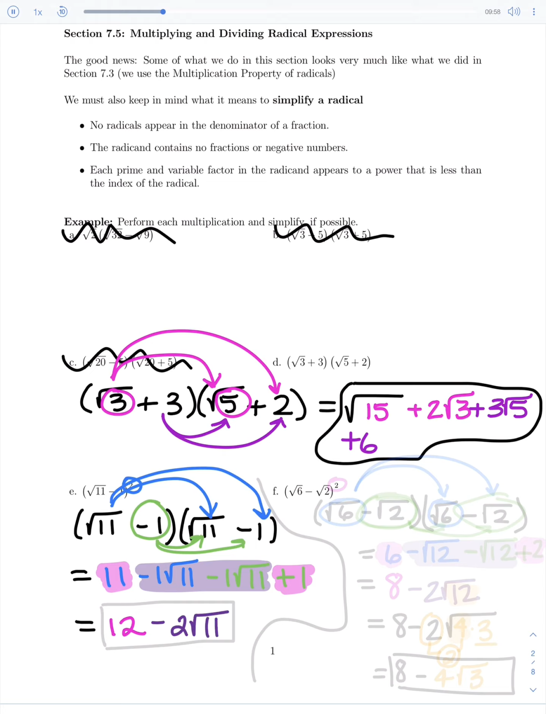Now notice, it would be awfully tempting to want to subtract the 12 and the 2 here, but you cannot, because the 2 has a square root of 11 attached to it, and the 12 does not. That means they are not like terms, and you cannot add or subtract any terms that are not like terms. So you have to leave it as is, 12 minus 2 square roots of 11.